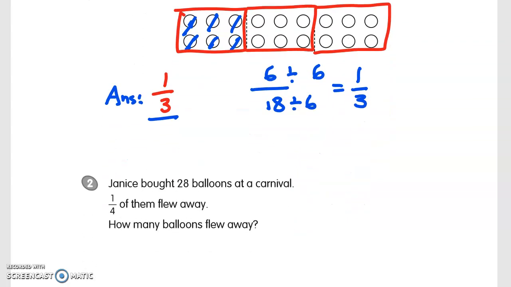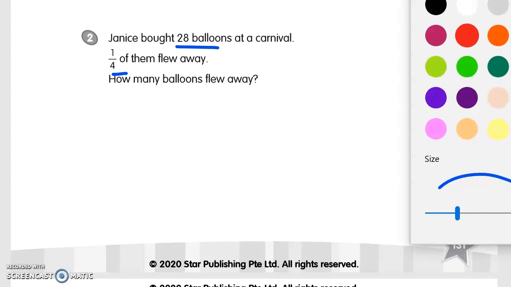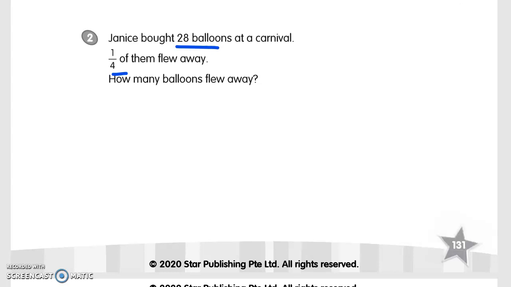Let's look at the next question, question 2. Janice bought 28 balloons at a carnival. 1 out of 4 of them flew away. How many balloons flew away? Let's focus our attention on the fraction here, 1 out of 4.